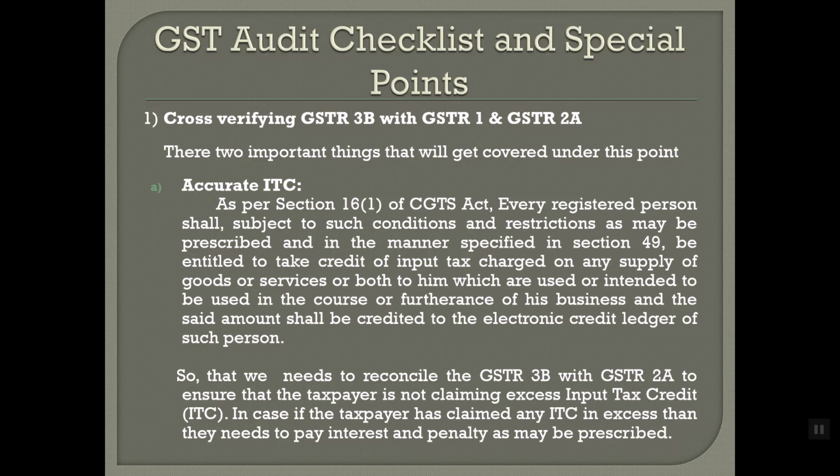So we need to reconcile GSTR 3B with GSTR 2A to ensure that the taxpayer is not claiming excess input tax credit. In case the taxpayer has claimed any ITC in excess, then they need to pay interest and penalty as may be prescribed.